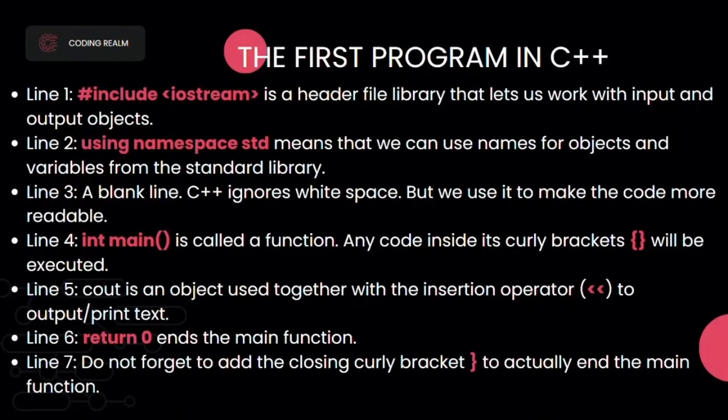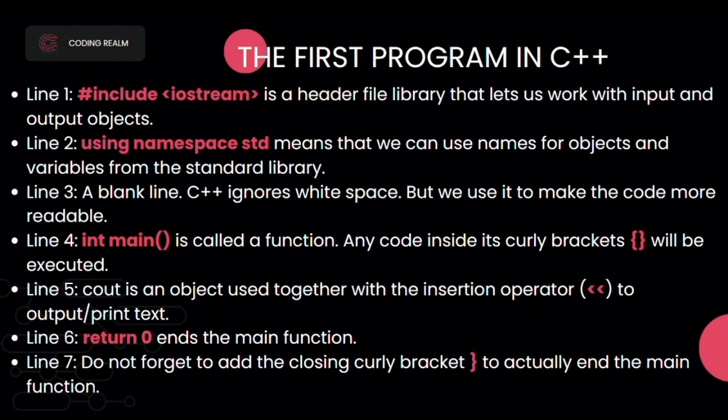The first line in the first program in C++, include iostream, is a header file library that lets us work with input and output objects. Like in the example, it is used with cout, the output stream. In line 2, using namespace std means that we can use names for objects and variables from the standard library. Line 3 is a blank line. In C++ it is ignored as white space, but we use it to make the code more readable. In line 4, int main is called a function. Any code inside the curly braces will be executed.